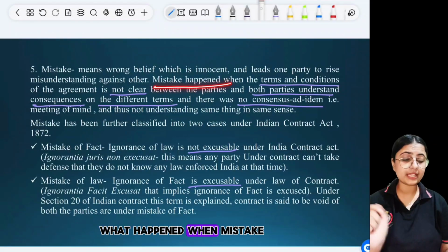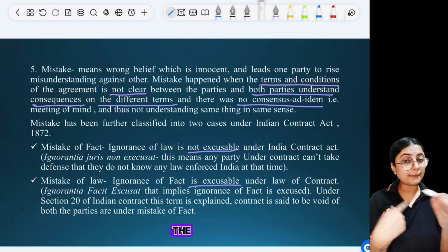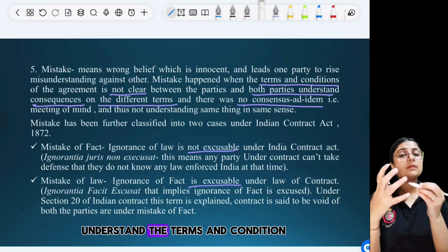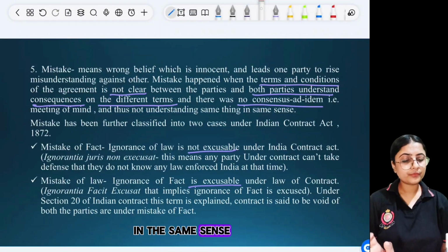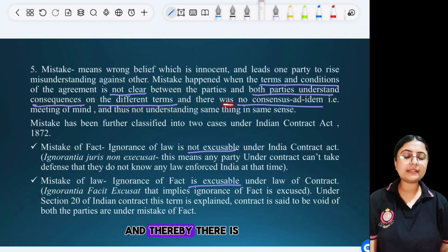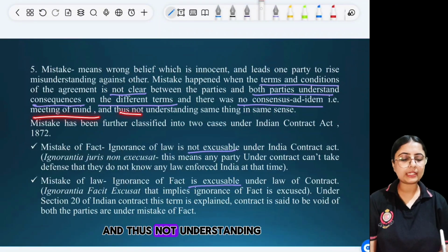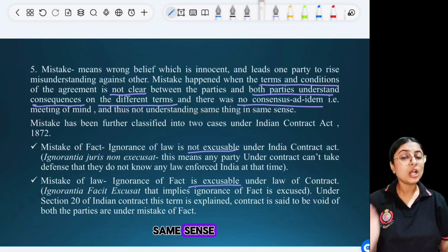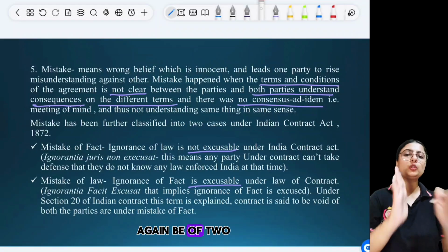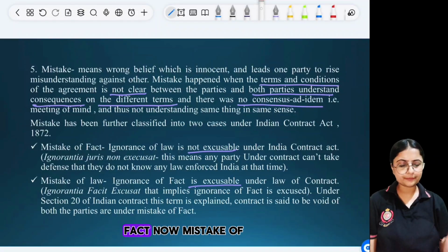What happens when mistake is there? Then the terms and conditions of the agreement are not clear. The parties do not understand the terms and conditions in the same sense. Both parties understand the consequences on different terms, and thereby there is no consensus ad idem, that means meeting of minds, and thus not understanding the same thing in the same sense. Now this mistake can again be of two types. One is mistake of law, another is mistake of fact.